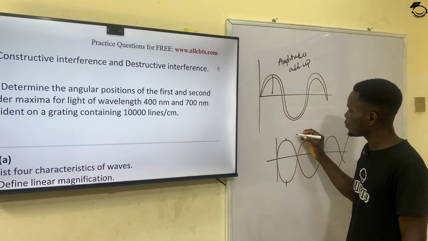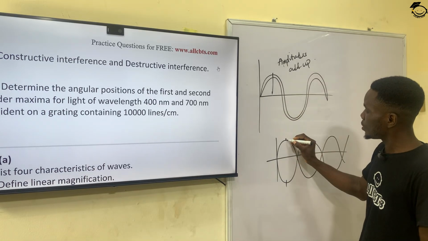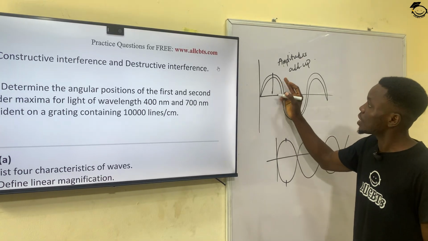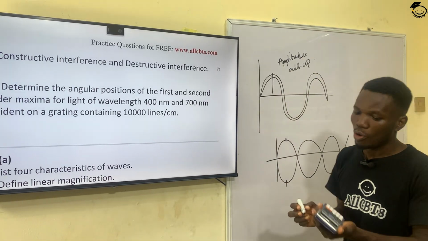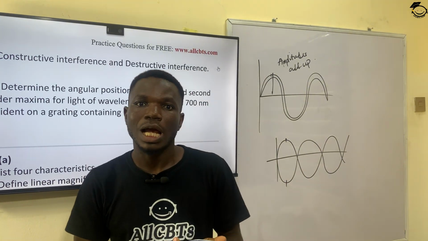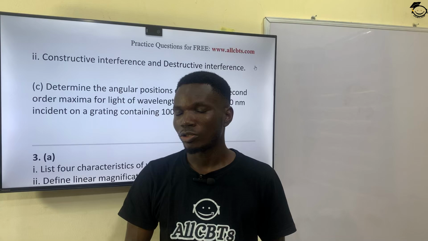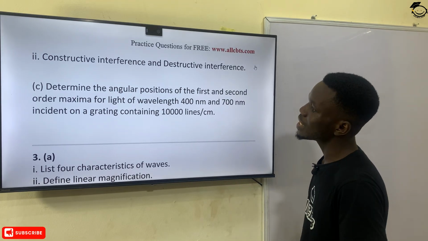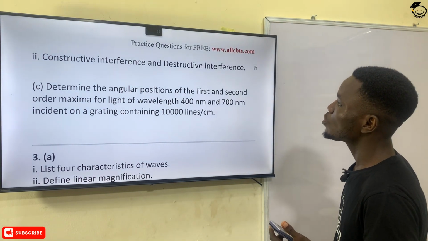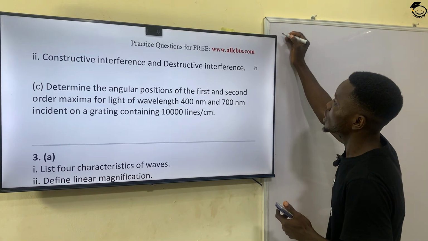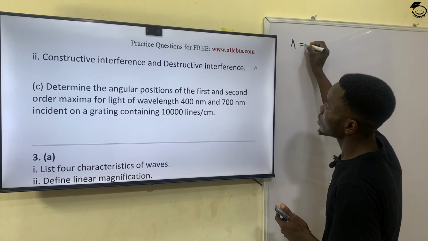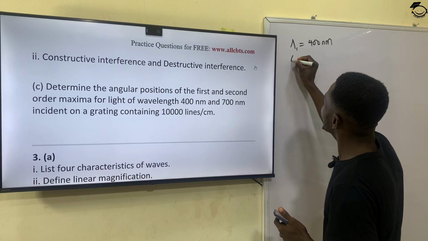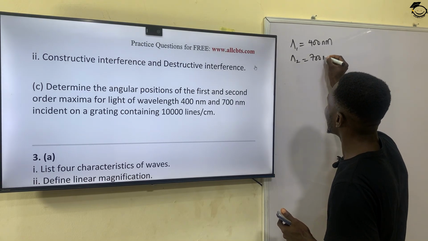And for destructive interference, when there is a crest, you'll be having a trough. Unlike constructive interference, where they both have crests at the same point, and their troughs are also at the same point. That takes us to the next question, which is question number 2C. It says, determine the angular position of the first and second order maxima of the light wave of wavelength. So we have wavelength 1 given as 400 nanometers, and wavelength 2 as 700 nanometers.